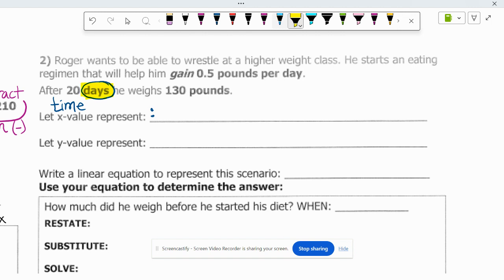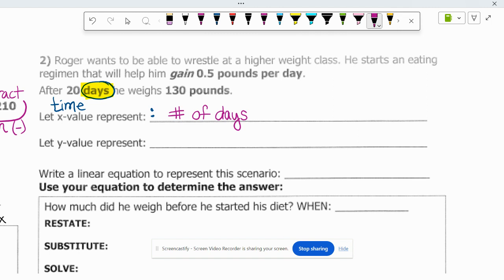Not pounds. I want time. So days. So we're just going to let X equal the number of days. Remember, when you define your variable, it can't be specifically 20 days or 10 pounds. It's got to be a variable, an amount that can change. That's what a variable is. So X is the number of days.